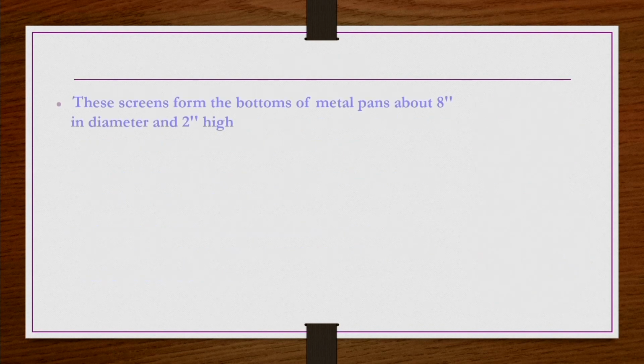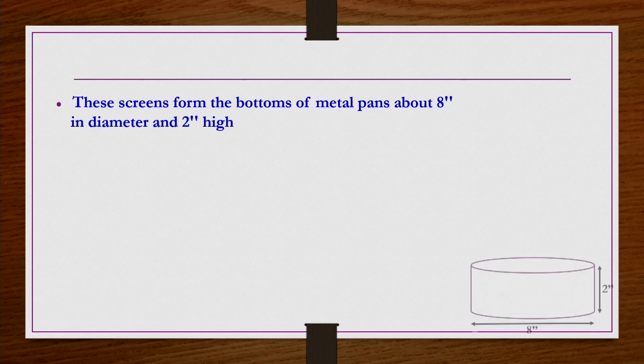So what do we do with these? These screens usually form the bottoms of metal pans about 8-inch diameter and 2-inch height. They are something like this, metal pans as shown here. So the diameter is usually 8 inches and the depth or height is usually 2 inches. The screens form the bottom of these pans. Here at the bottom we usually have the screens.